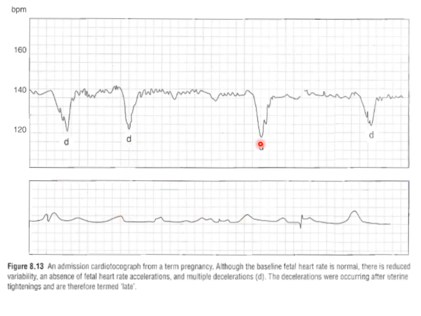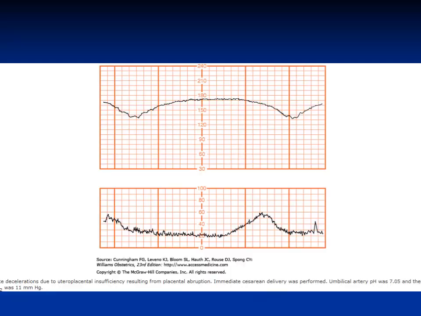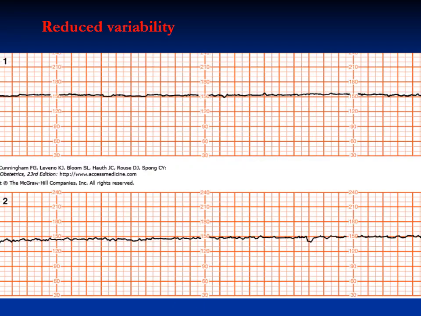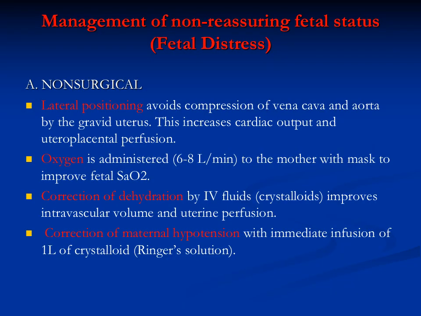You see this is a contraction and the deceleration after it, late deceleration. Here the contraction, and here the deceleration after the contraction. Reduced variability, as we mentioned the variability should be at least 5 beats per minute. So here we have reduced variability less than 5, and here it is more reduced.